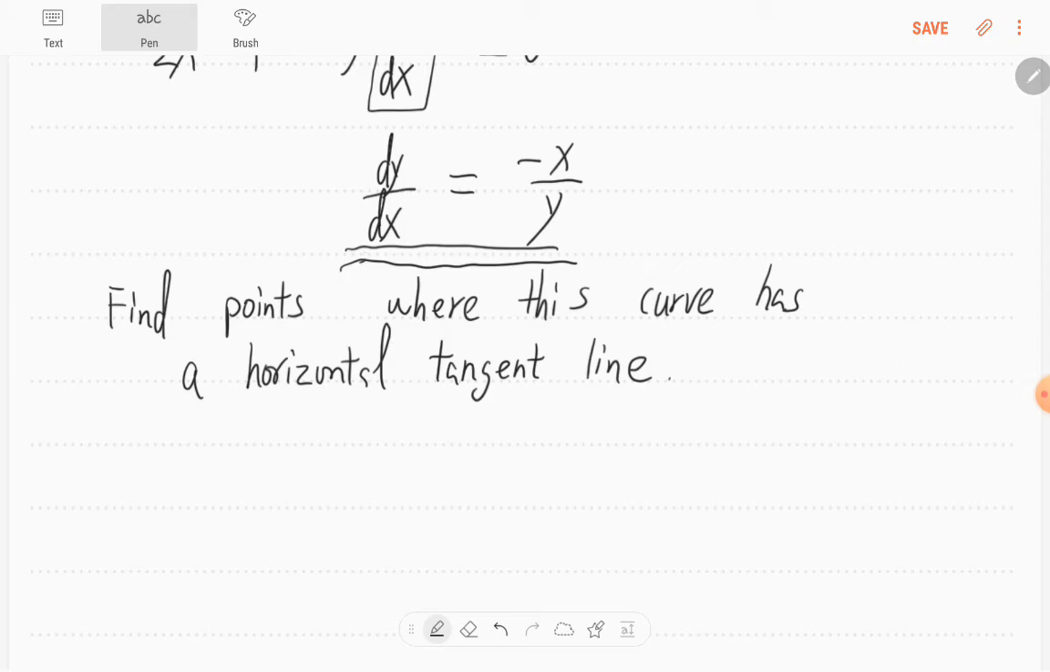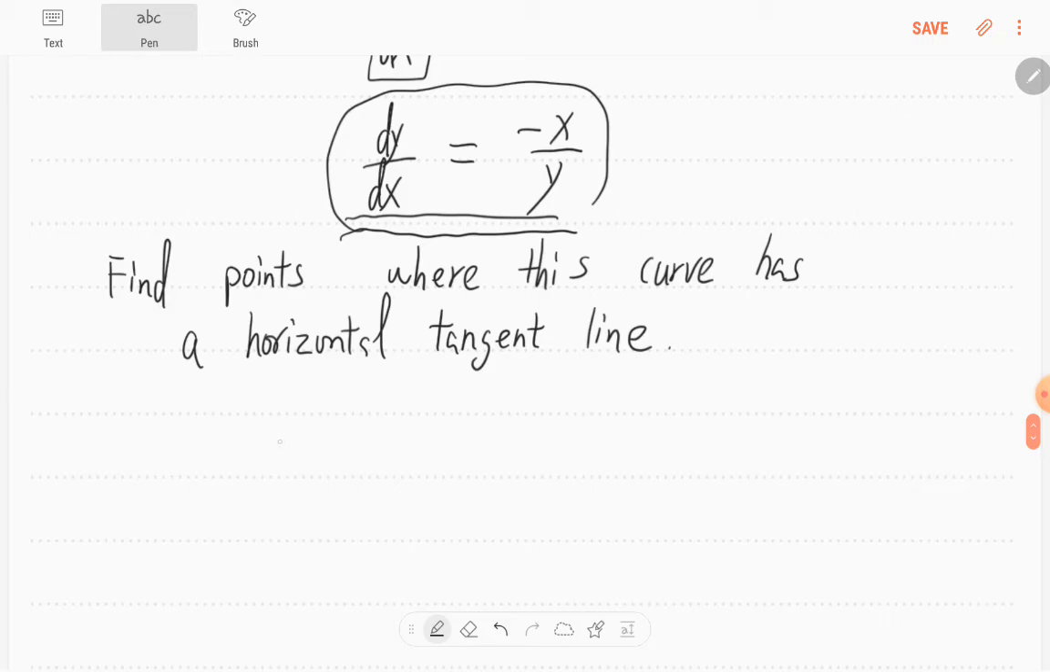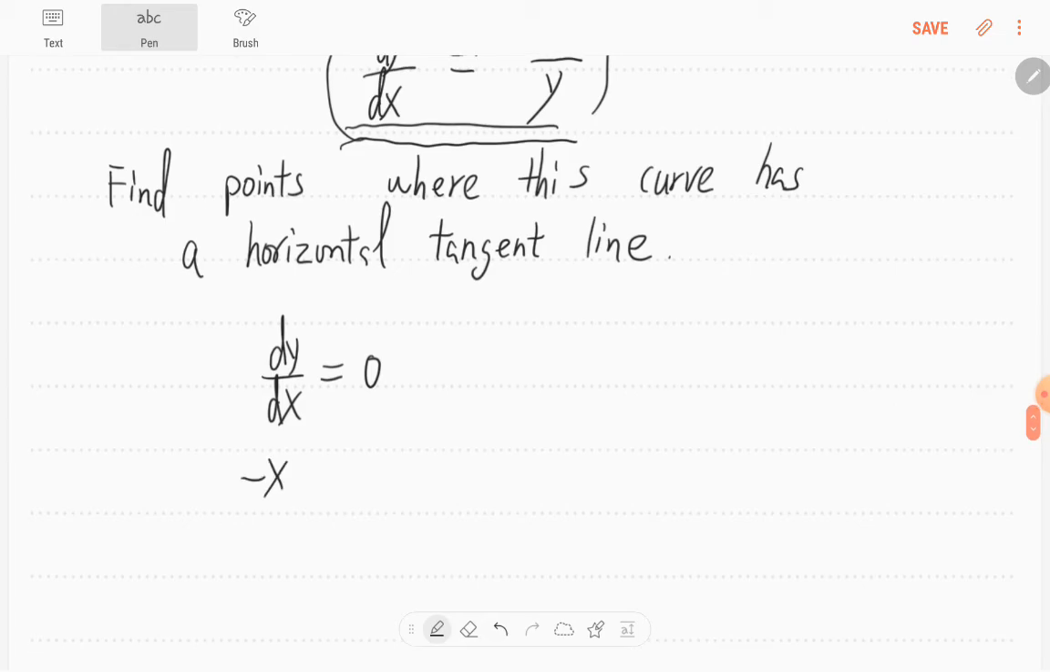The slope of the horizontal tangent line is 0, right? The slope is given by this formula. So it must satisfy dy over dx is 0. dy over dx equals negative x over y equals 0. So what does this mean? This means x is equal to 0. Right? y cannot be 0. y is in the denominator. So if a fraction equals 0, the numerator must be 0. So x equals 0. So we need to find the points, right? This is just the x coordinate. So what is the y coordinate for this point?